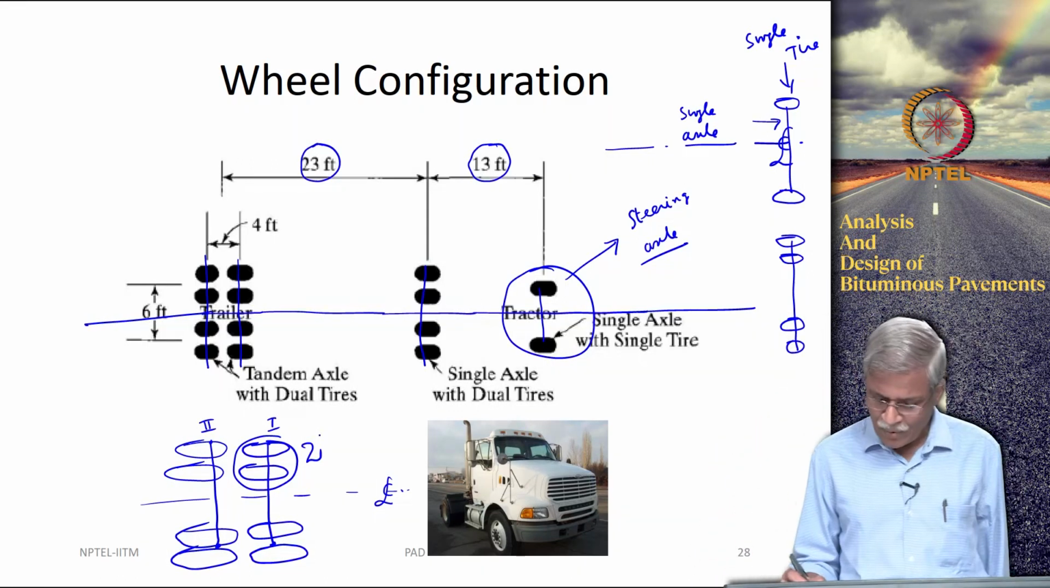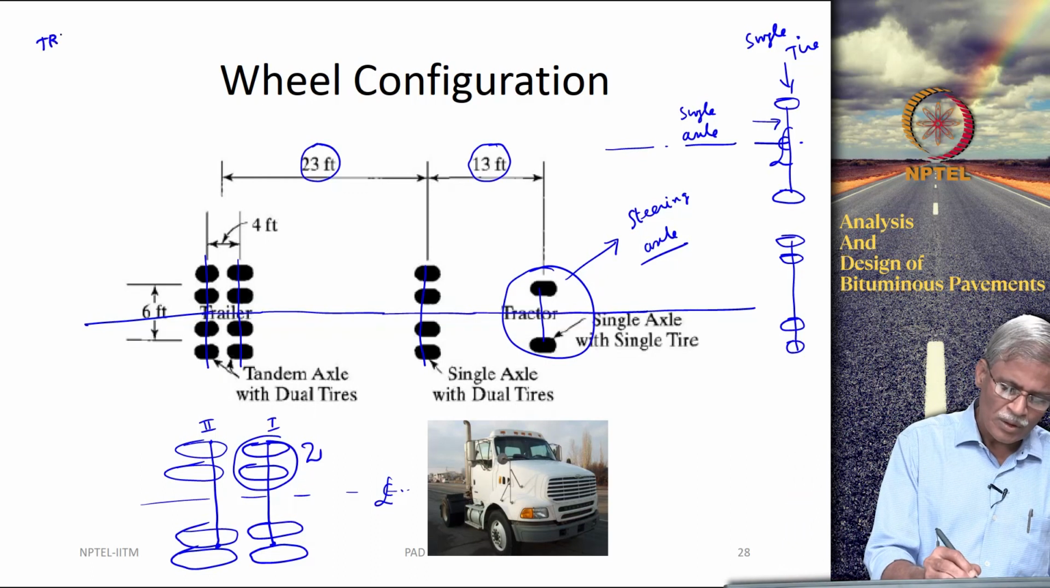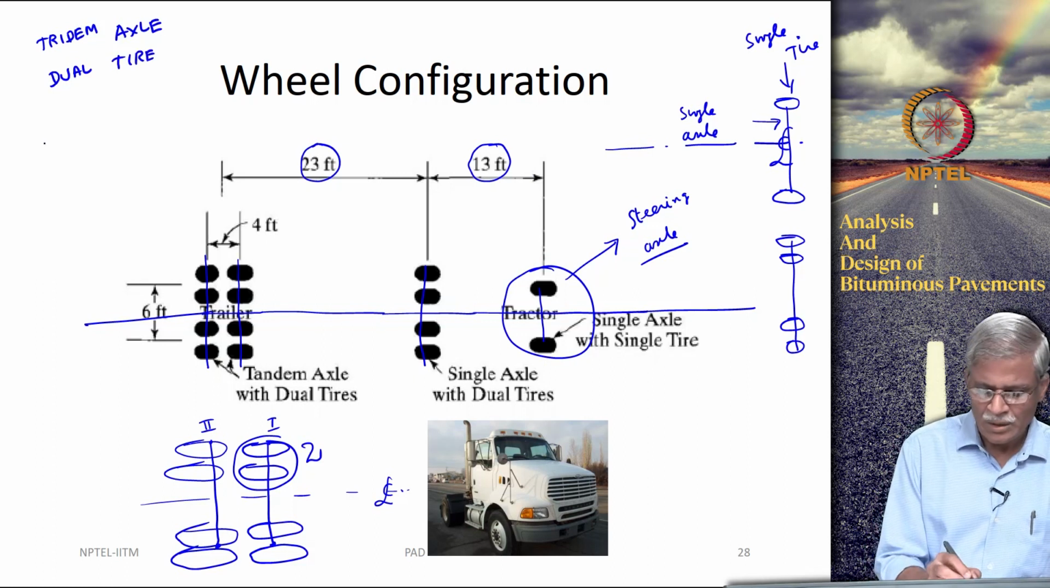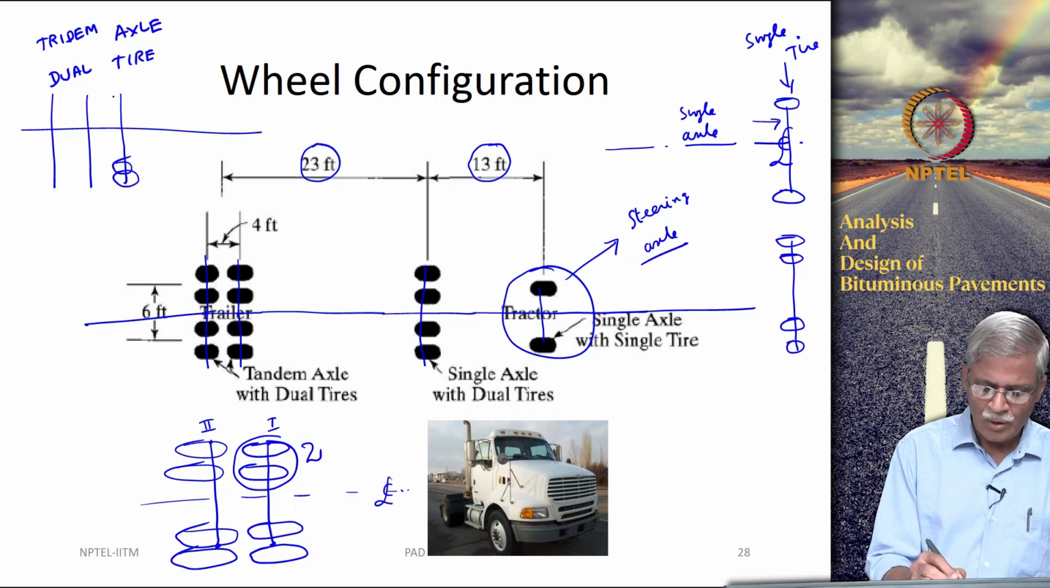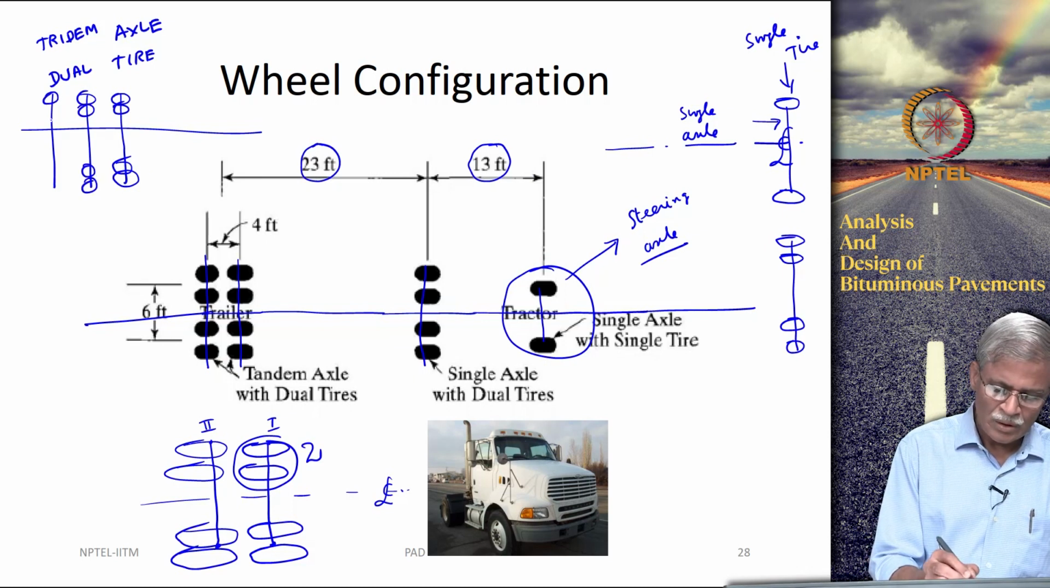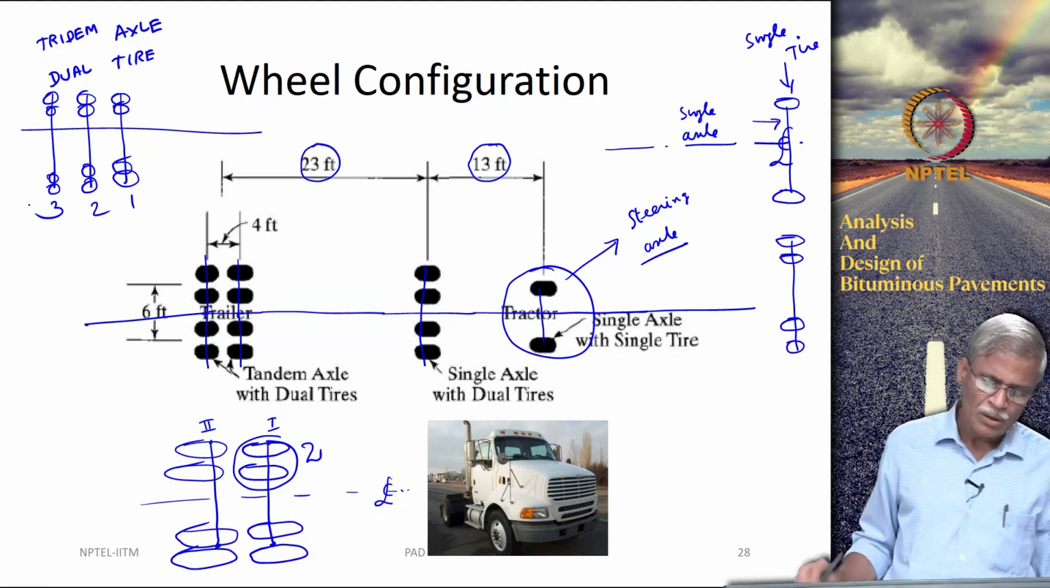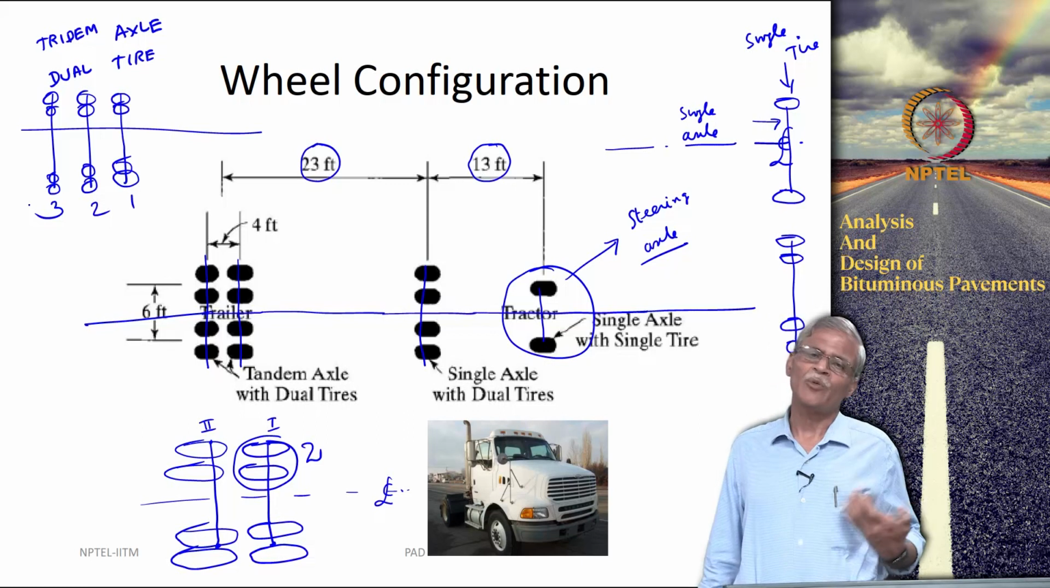You can also have what is called a tridem axle with dual tire. That means it is very straightforward. You are going to have 3 axles and you are going to have 2 tires on either side. 1, 2, 3. So like this you can have many combinations.